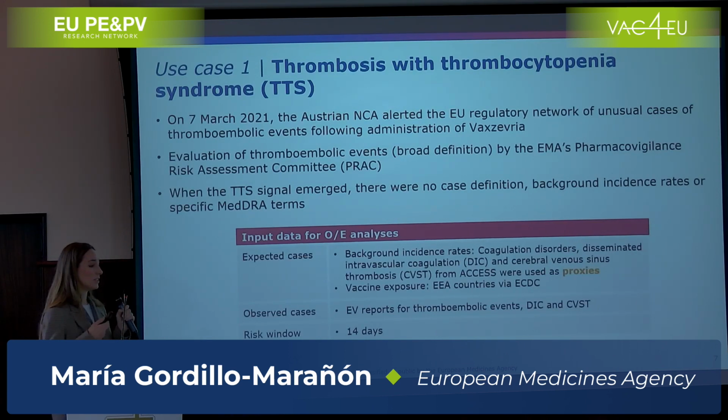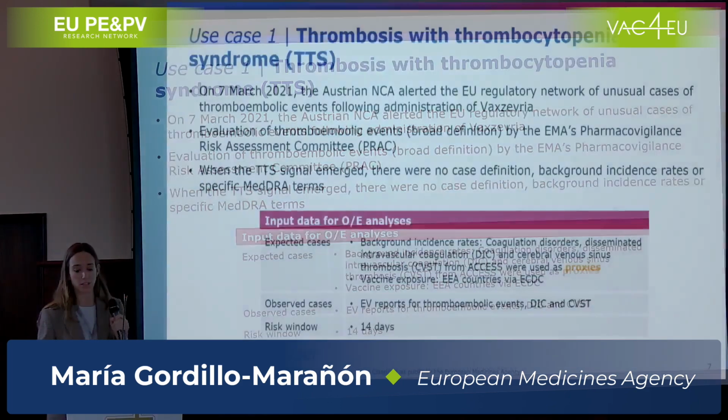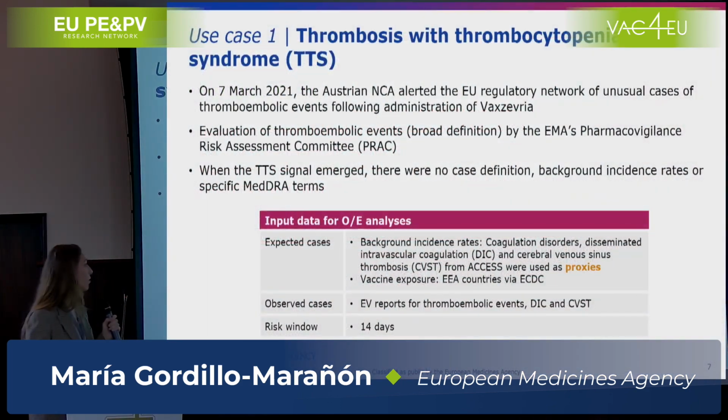The evaluation of this signal was very challenging at the time because when it emerged, there was no case definition, no background incidence rates, or specific measurements. So the early OE analysis used proxy background rates to investigate the safety concern, and this included coagulation disorders, disseminated intravascular coagulation, and cerebral venous sinus thrombosis.